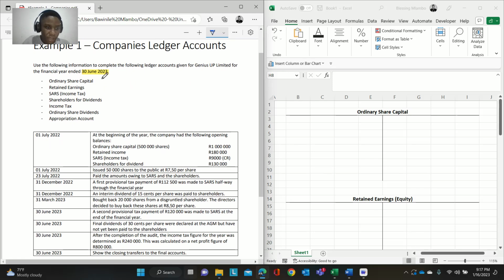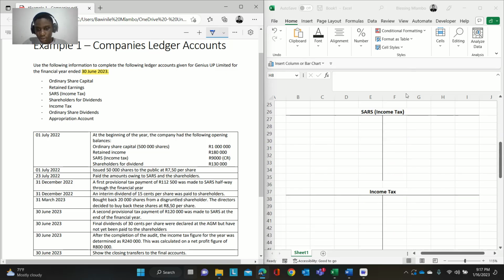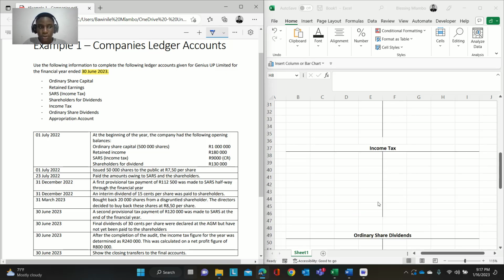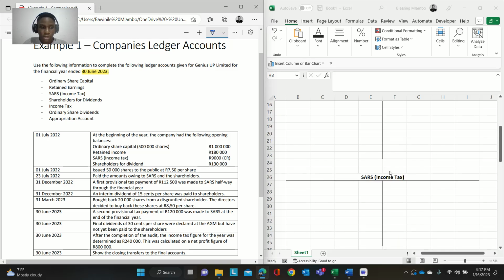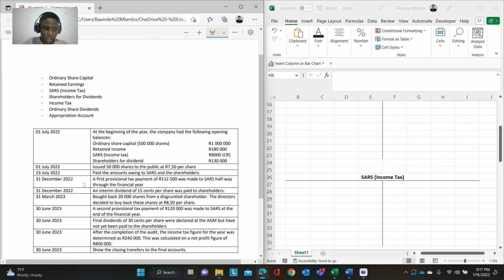So they say you must prepare the ordinary share capital account, retained earnings account, SARS income tax, shareholders for dividends, income tax, ordinary share dividends, and the appropriation account. So on the left hand side, that's where you'll see the questions and the additional information. And on the right hand side, that's where I'll be working out the answers. So this is Excel. I'll be working out my answers on Excel. Please make sure that you follow and you listen carefully at what I'm saying so that you can be able to follow these calculations. So let's start with the first additional information.